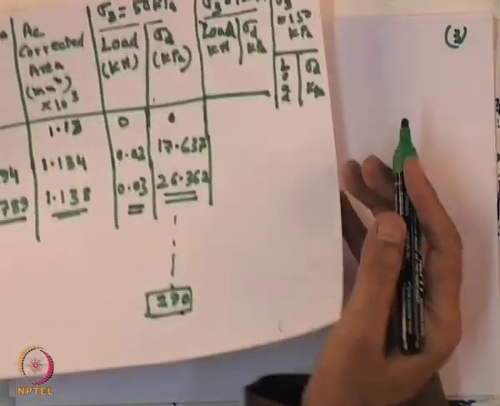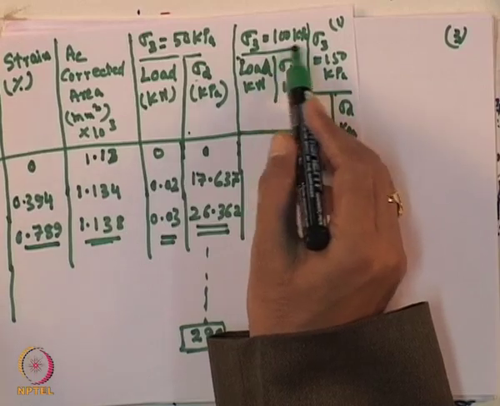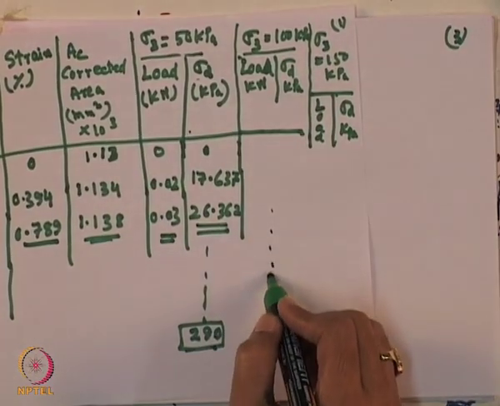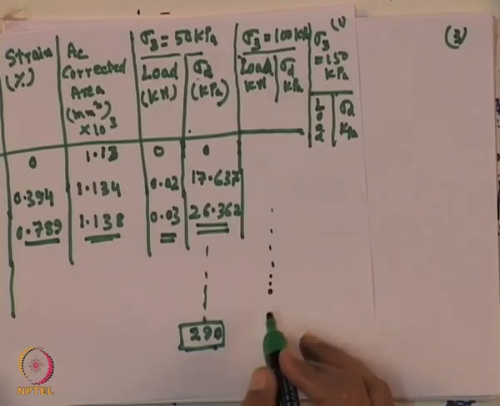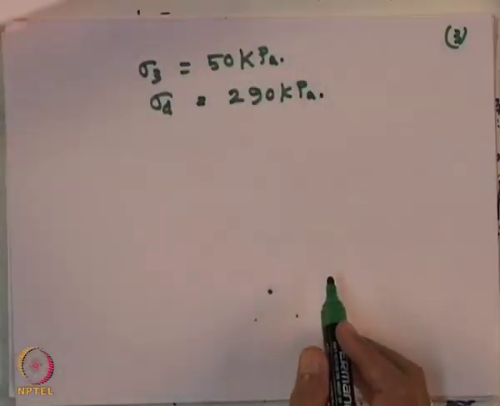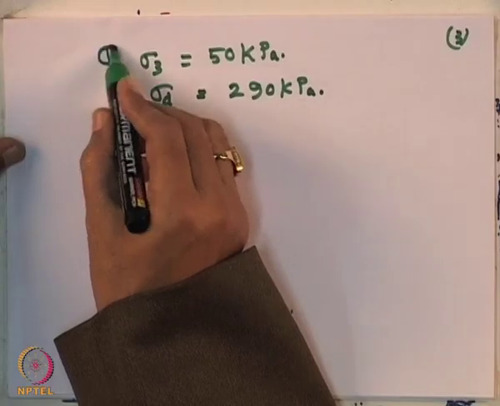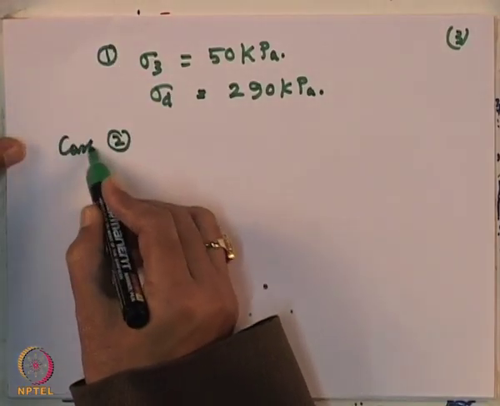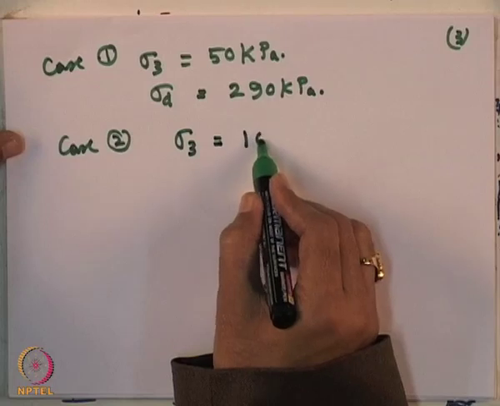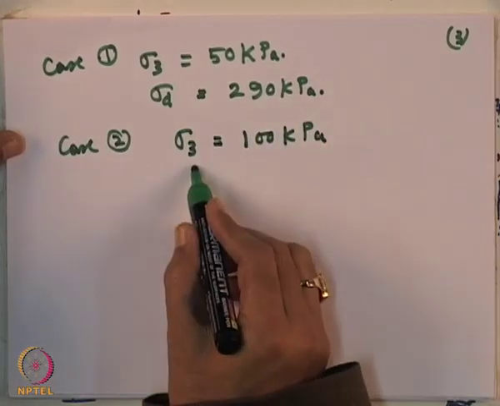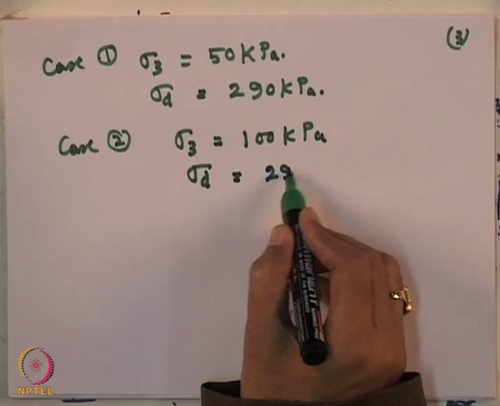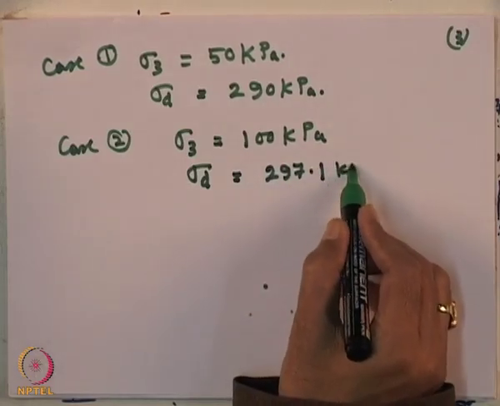Similarly, when the confining pressure is 100 kilopascal, then you can have the deviator stress value. Let us say this deviator stress value is 297.1. So, this is the case 1 and this is the case 2, when the confining pressure is 100 kilopascal. So, we find the deviator stress is equal to 297.1 kilopascal.